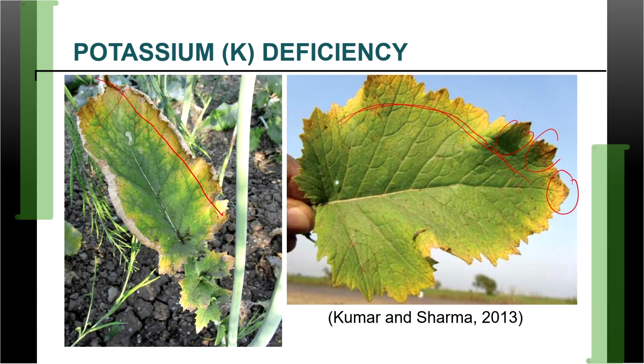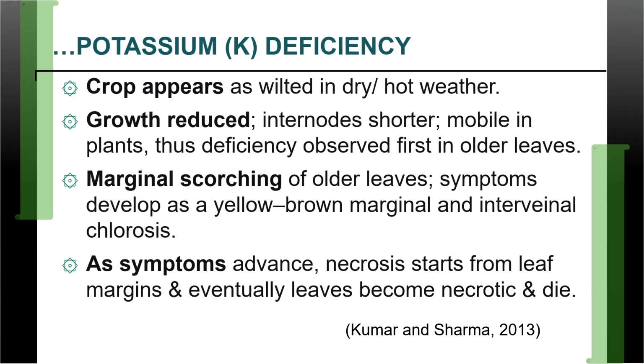So, these are typical potassium deficiency symptoms which happen in lower leaves because it is also mobile like phosphorus and nitrogen. Potassium is also mobile in the plant system. Therefore, its deficiency symptoms come on the lower leaves. So, the crop appears as wilted in dry or hot weather. Growth is reduced, internodes shorter. Mobile in plant system, so deficiency symptoms come on older leaves.